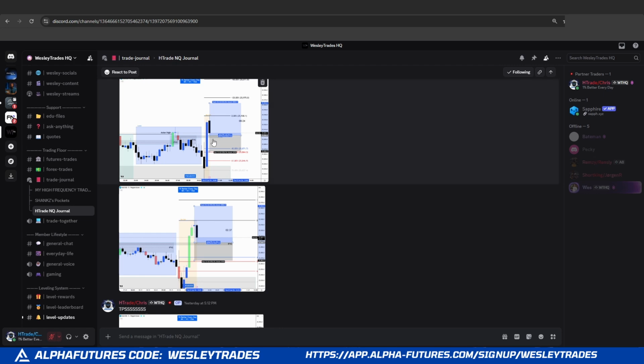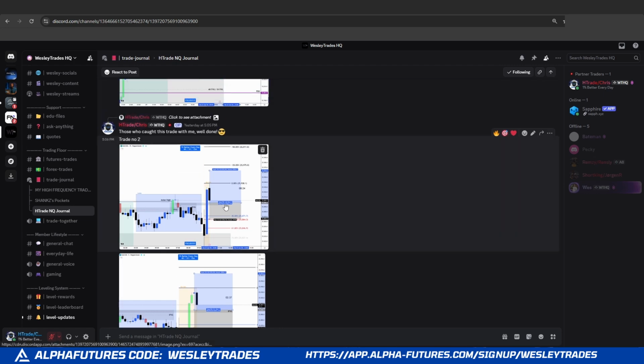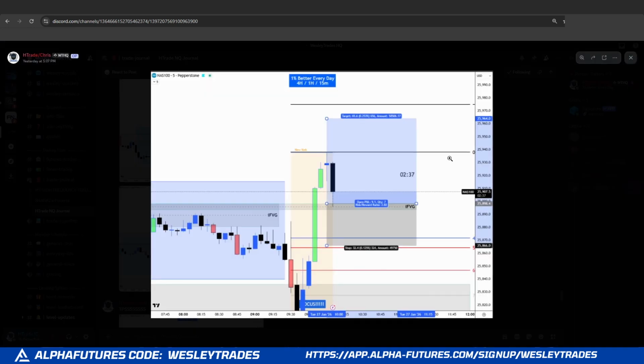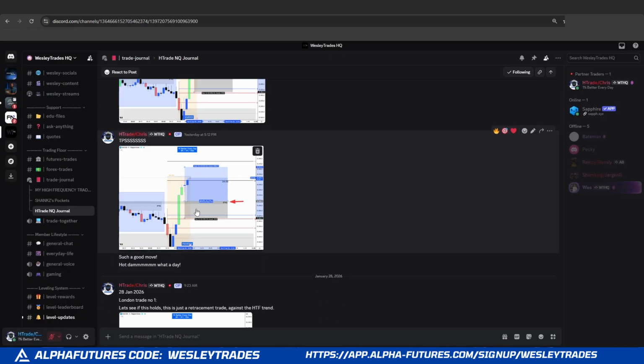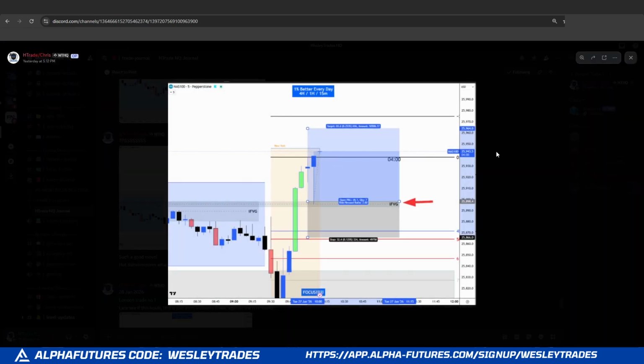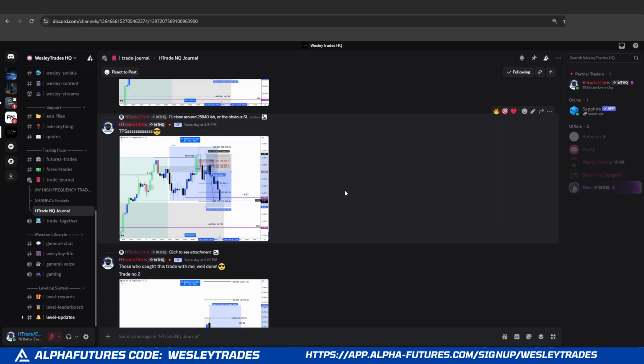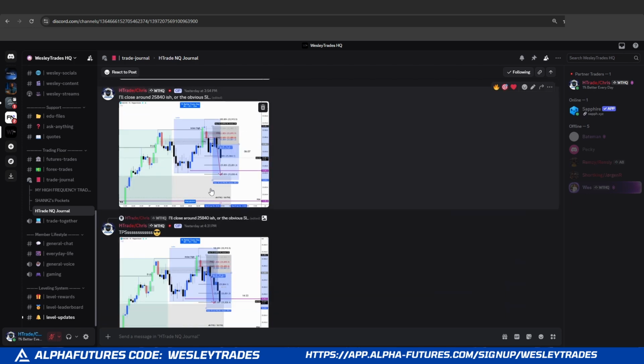This was yesterday's New York Open. Take a look at that entry, right? My entry was there because I waited for price to close above this 15-minute fair value gap, which it did here. Then I waited patiently for price to retest this inverted fair value gap, and that was my entry right there. And boom, take a look at that. Beautiful. This is my first trade for the day as well.